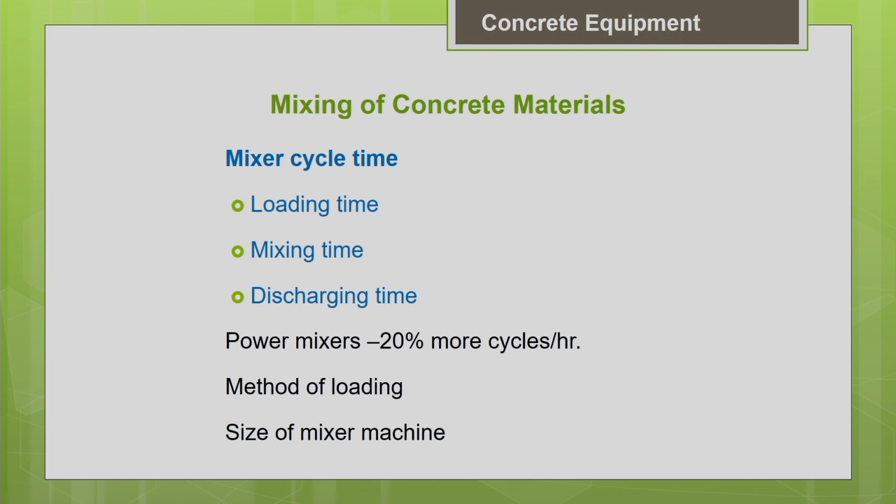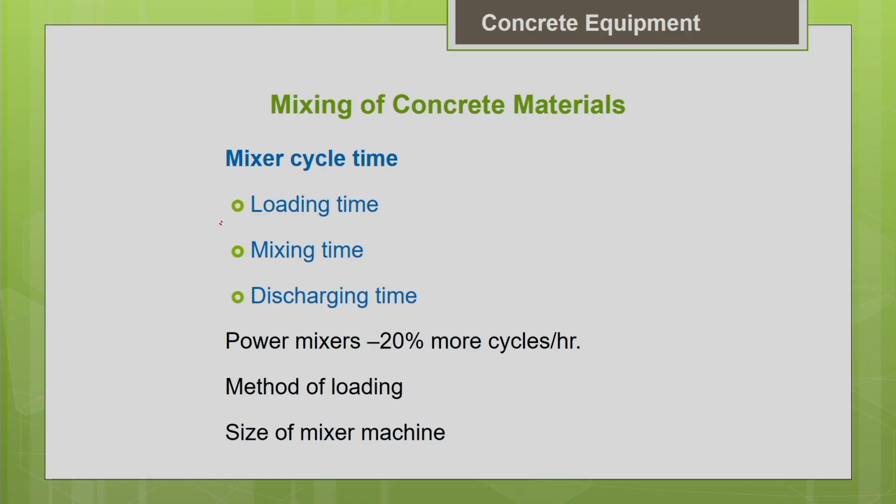So, how to find the cycle time of the concrete mixer machine? In the earlier lectures, we have determined the cycle time of different equipment. Now, similarly, we have to find the cycle time of the concrete mixer machine also. So, what are the components of the cycle time of a concrete mixer machine? It is nothing but a loading time, mixing time and discharging time.